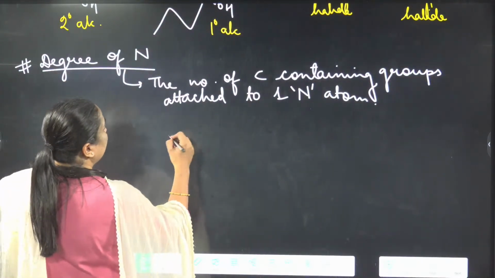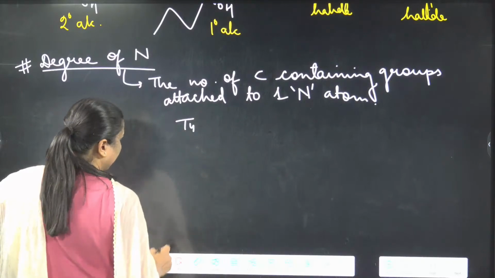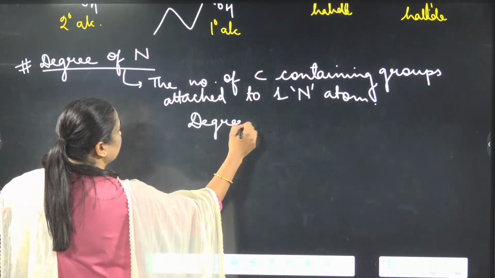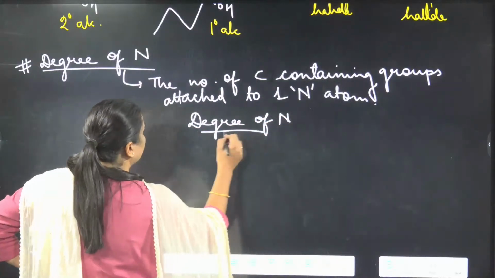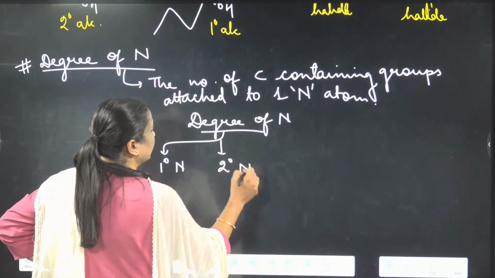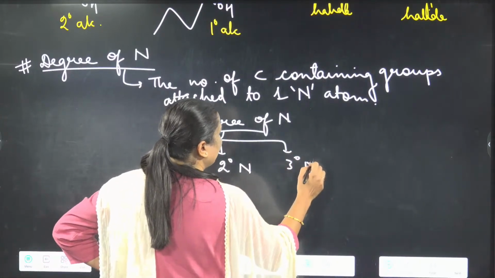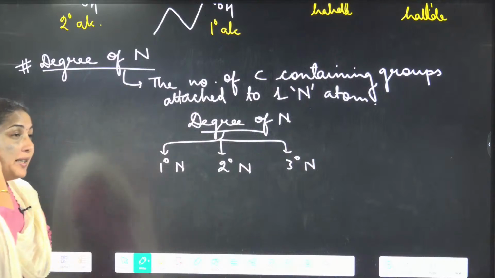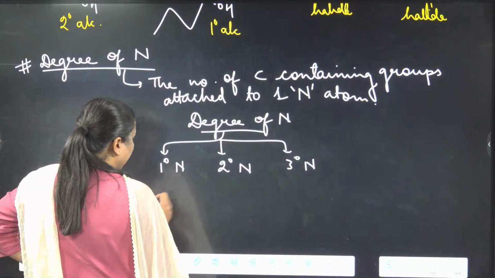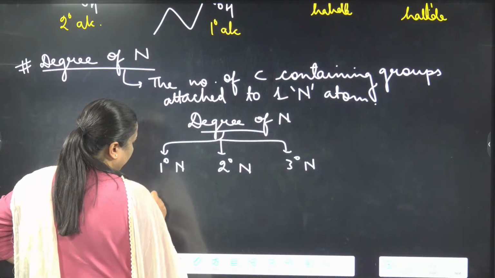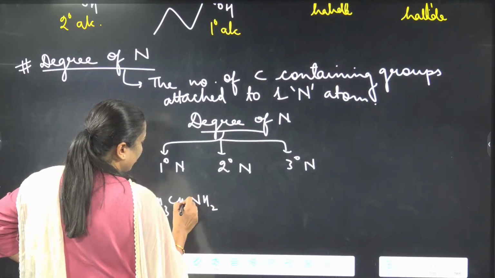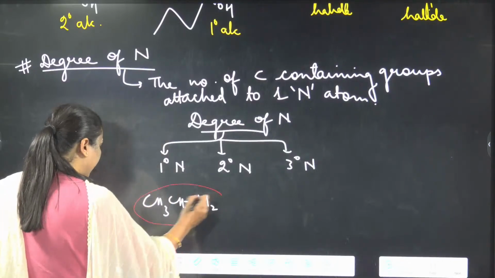So suppose I say that kind of degree of nitrogen. In this I have primary nitrogen, secondary and tertiary. In fact, you will come across this in amines and amides. There you will come across this degree. So now the thing is here, if I talk about CH3, CH2, NH2, there is only one carbon containing group. Let me write down in this form.